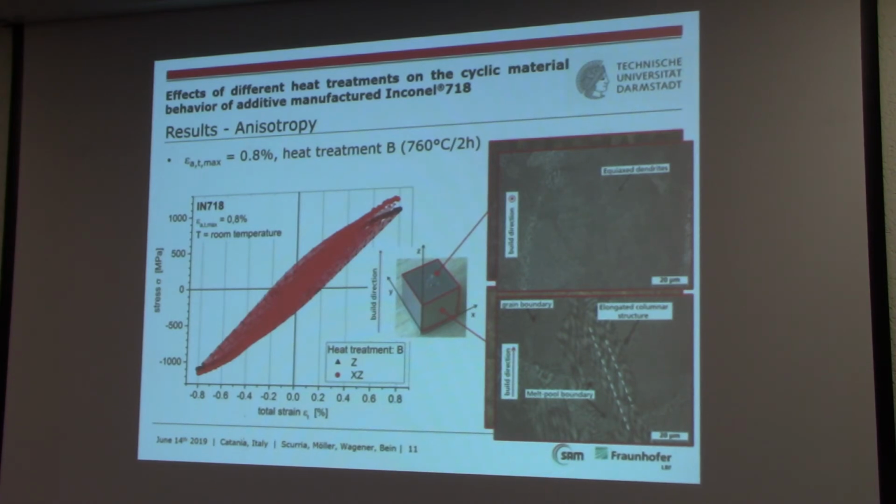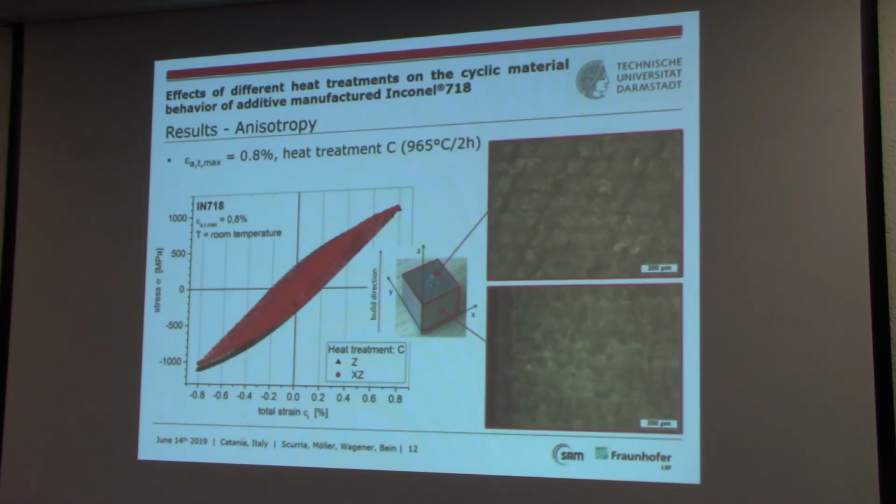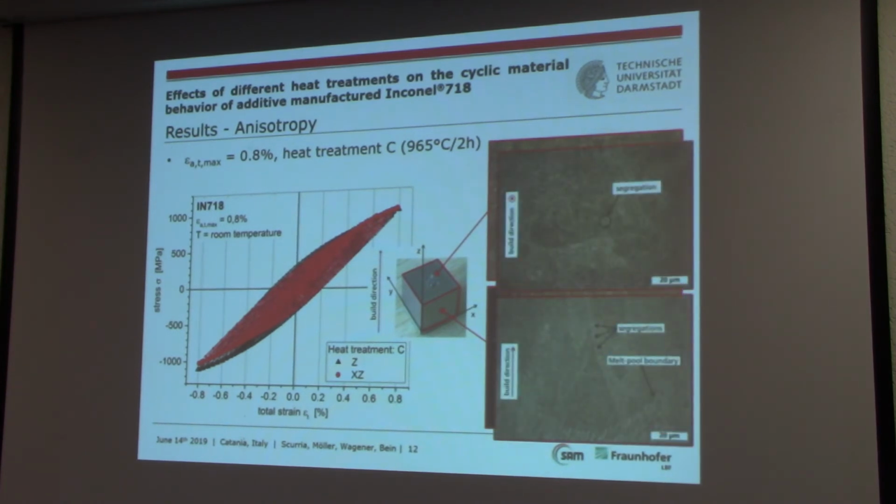What is completely different is when we go up with the temperature of the heat treatment. In this case, the structure is not visible anymore. We don't see the laser paths, we see just barely the melt pools, and if we go even closer, we see that some segregations are starting to form at 965 degrees. And the melt pools are, as said, barely visible, and therefore we have the tendency to have a homogeneous behavior, but not an isotropic behavior.